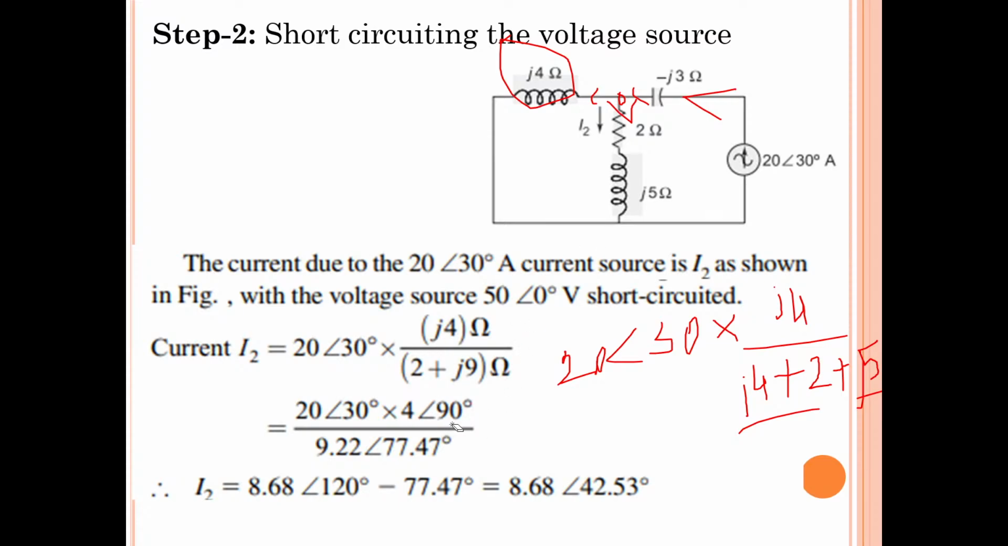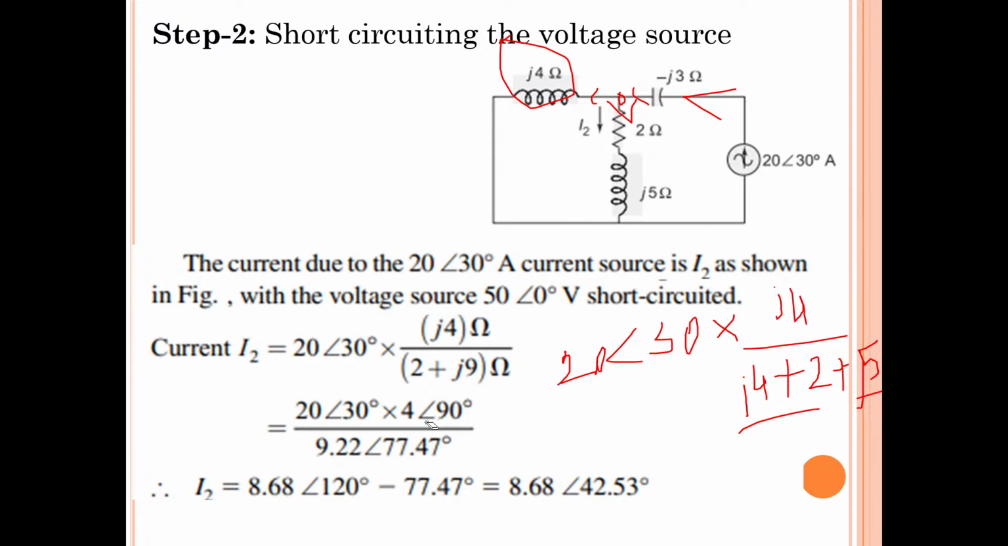Just convert j4 into polar form. You will get 4 at an angle of 90 degrees. 2 plus j9 you just convert into polar, you will get 9.22 at an angle of 77.47 degrees. So now just multiply 20 into 4, and add 30 and 90. 30 plus 90 you will get how much? 120, isn't it? And now 20 into 4.